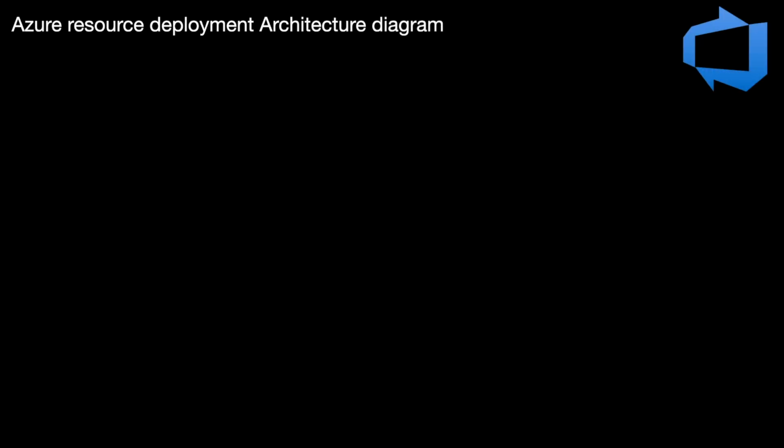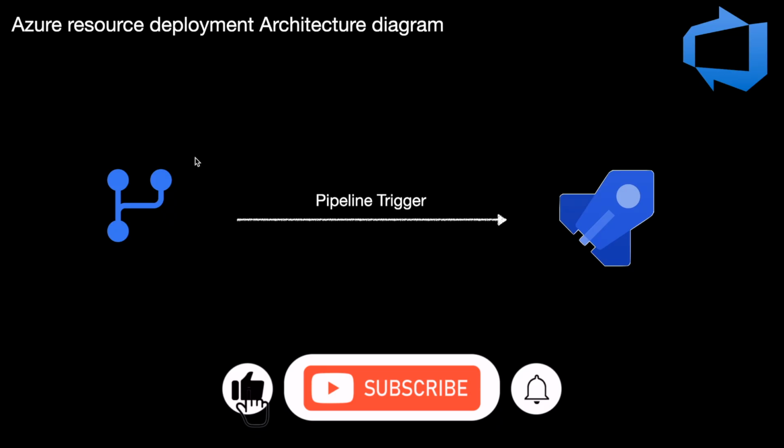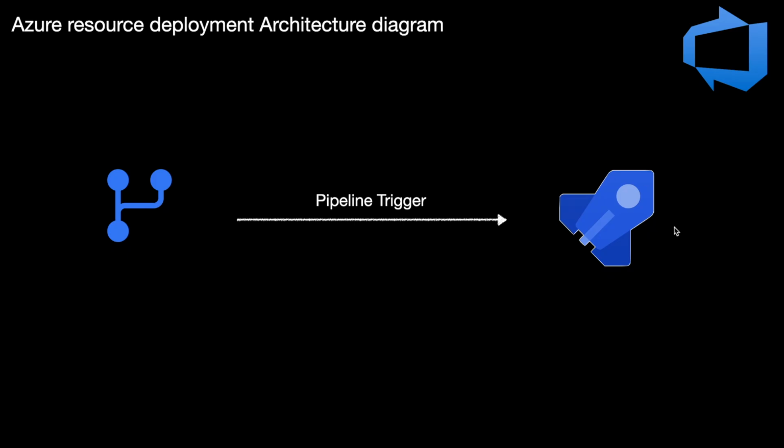So the first one, the Azure resource deployment architecture diagram, and what will happen for the first time. For the first time, we will import the repository. We have a repository in GitHub, and we will import that repository into our Azure repository, and from there we will trigger the pipeline. Simple. So first of all, we will import the repository, and in the second part we will create the pipeline.